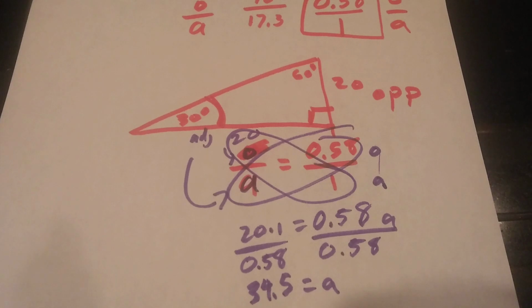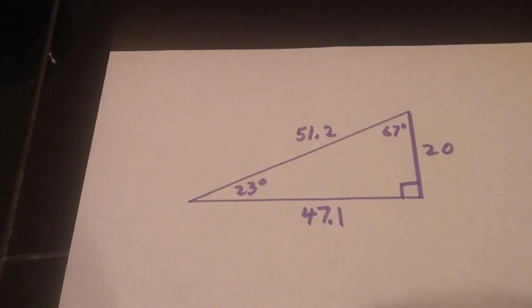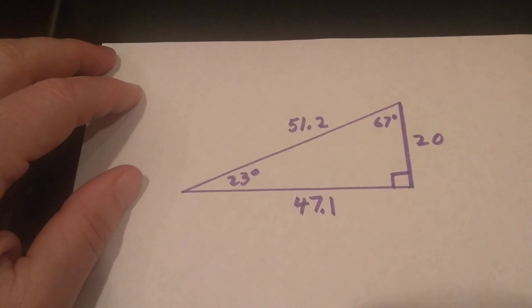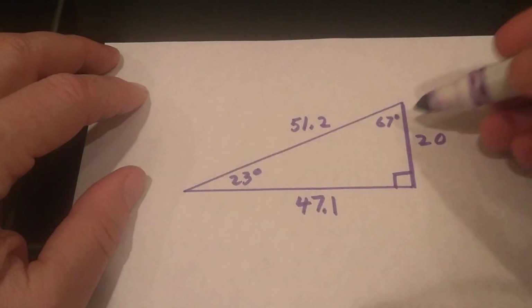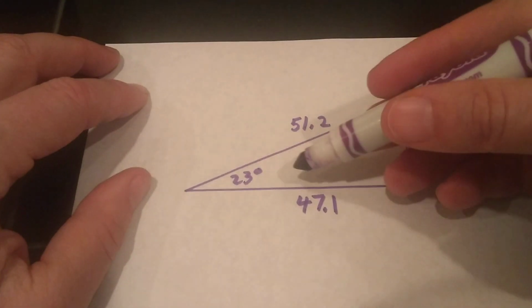Okay, so we already knew that, so that seemed pointless. Let's do it for one we didn't know. Okay, so let's say I have a 23, 67 triangle. Now I actually did this on Desmos and found out what the exact numbers are that I would get here for this kind of triangle. You'll notice in our previous one, this was 20 and this was 34.5.